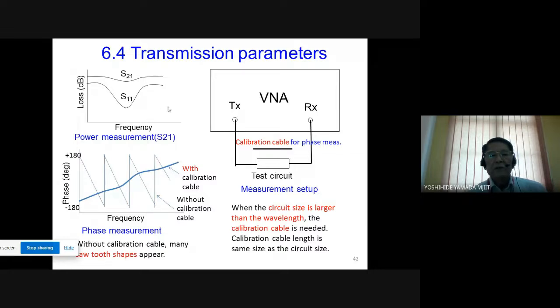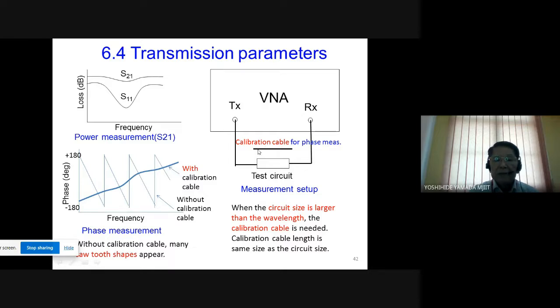And next is the transmission parameter. S11 and S21 can be measured by a vector network analyzer. S21 is from this port to this port. So amplitude is okay. However, in the case of phase measurement, in the calibration, the same length of cable should be attached for the calibration.